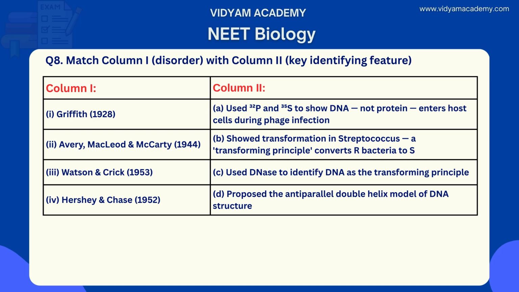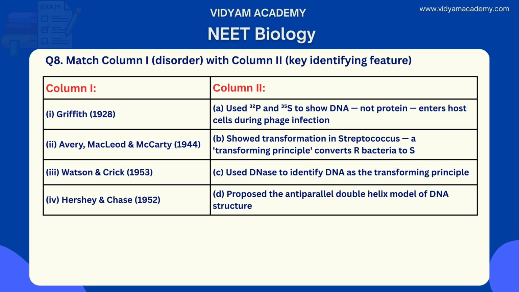So here, match column 1, scientists and year, with column 2, the key contribution of them. The first one, Griffith in 1928. Second one, Avery, McLeod and McCarty in 1944. 3, Watson and Crick in 1953. 4, Hershey and Chase 1952. So here are the options.